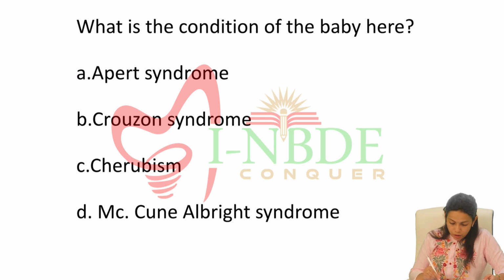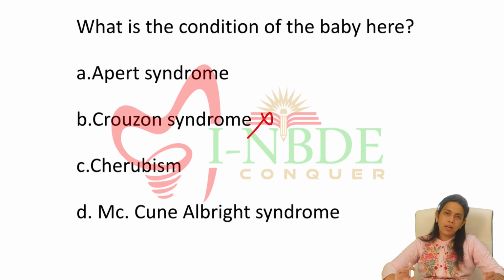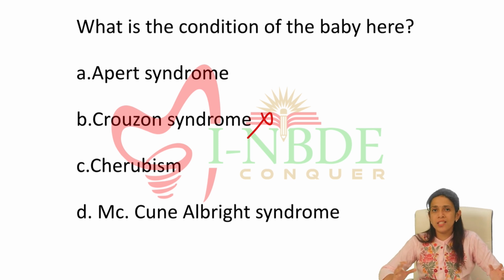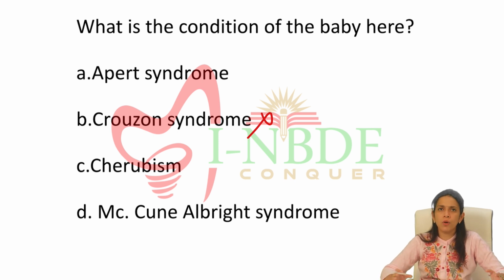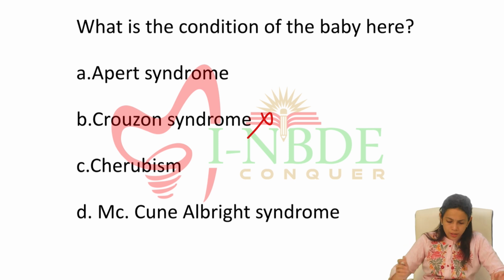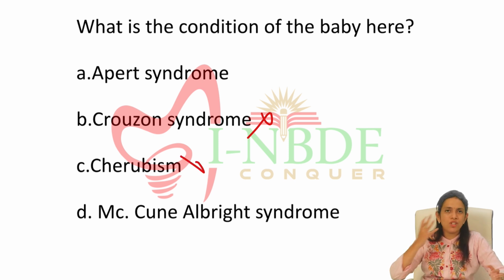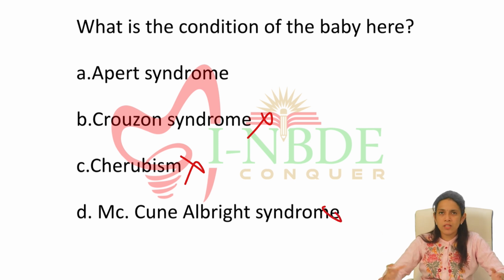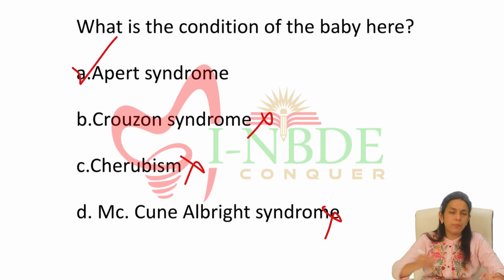So let's eliminate. Crouzon syndrome, no, because the nasal bridge will not be that depressed. It will have a good nasal bridge only, and obviously syndactyly won't be there. Hypertelorism, all the other features could be there, but it's not that. Cherubism, it will be like chubby cheeks, so it's not that. McCune-Albright, you'll have the cafe-au-lait spots and all that, and precocious puberty, so it's not that. So obviously it is Apert syndrome.